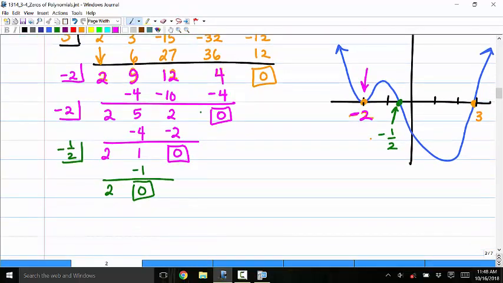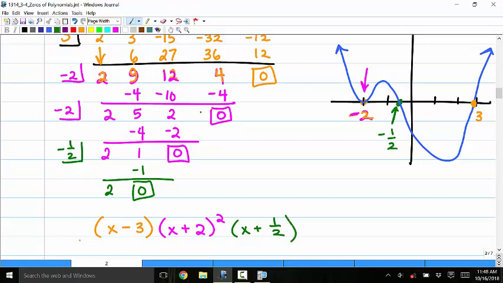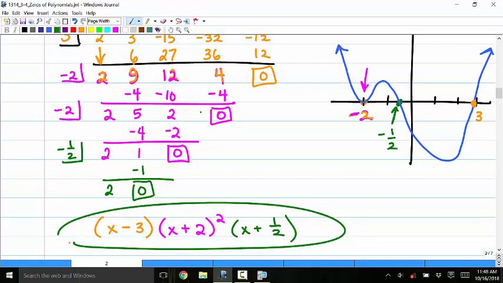When I'm writing that polynomial as a list of linear factors, it's x minus 3 times x plus 2 squared times x plus 1/2. That's the polynomial written as a product of linear factors. How did I know that the 2 was here? Because I looked at the graph and I saw that it just touched at that x-intercept. It didn't cross.